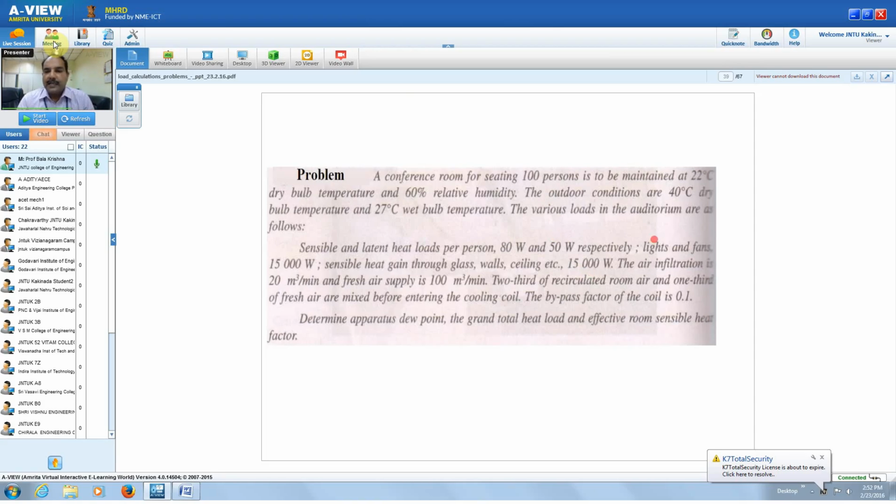So this is a problem. Here, two thirds of the air is recirculated room air. That means we are using air conditioning in the room, so there must be outlet air from the room. The outlet air temperature is always less than the atmospheric temperature. Though it is somewhat lower in temperature, we can recirculate that air to the room again.